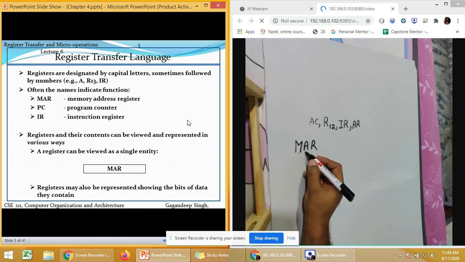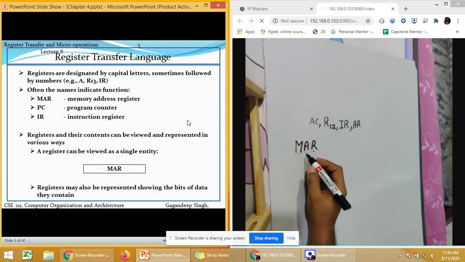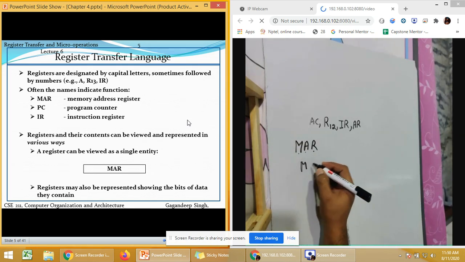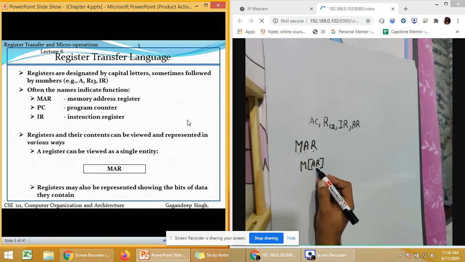This is the memory address register. What do we understand by MAR? MAR is simply the memory address register, because as we discussed at the start, whenever we want to access the memory, we need to have an address available.